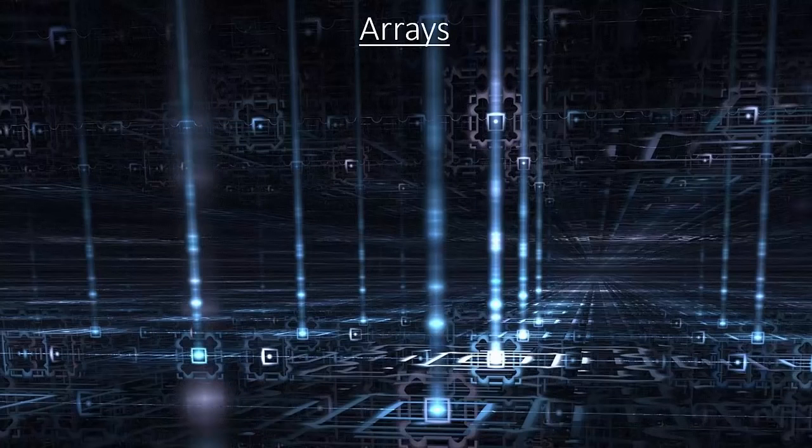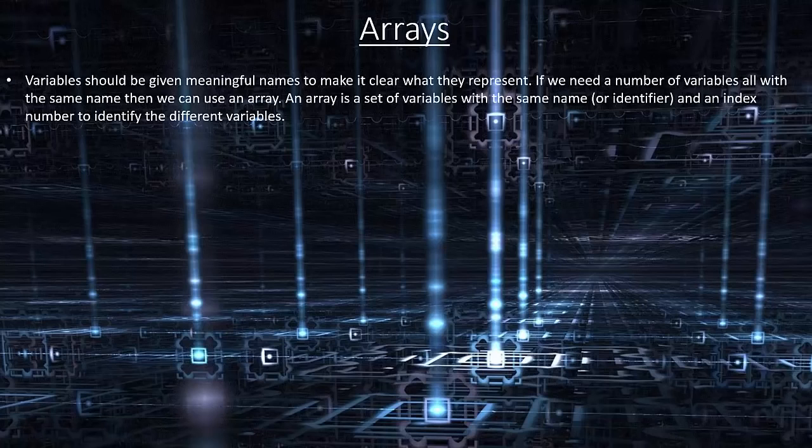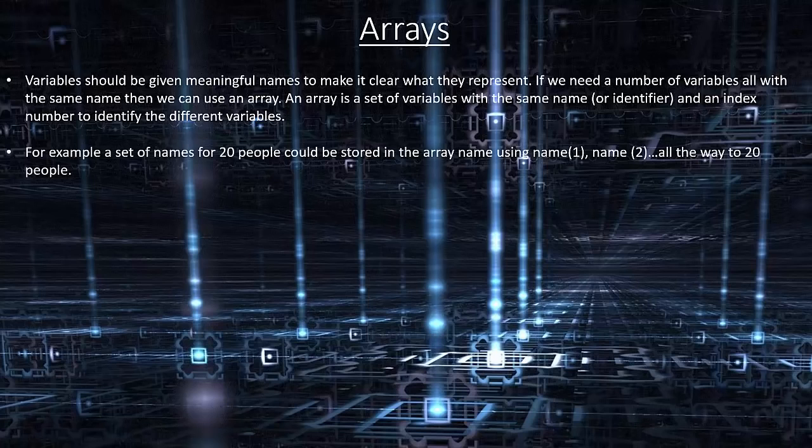Arrays. Variables should be given meaningful names to make it clear what they represent. If we need a number of variables all with the same name, then we can use an array. An array is a set of variables with the same name or identifier and an index number to identify the different variables. For example, a set of names for 20 people could be stored in the array name using name 1, name 2, and all the way to 20 people.